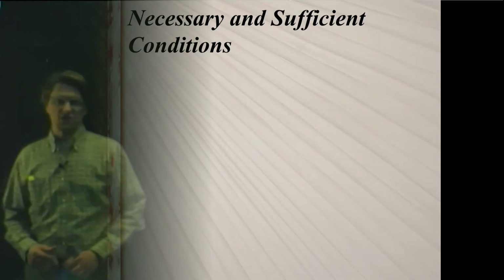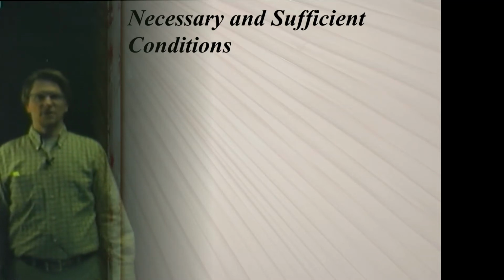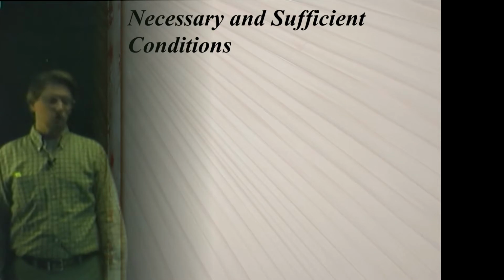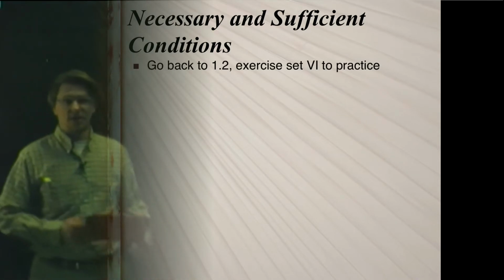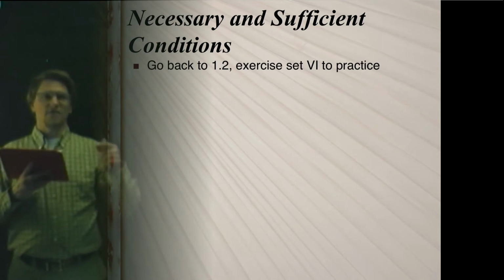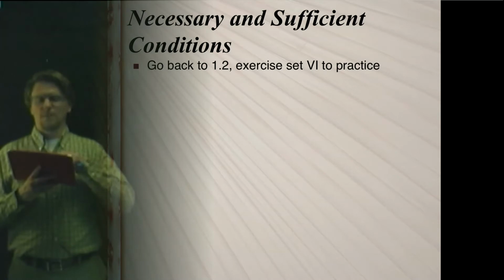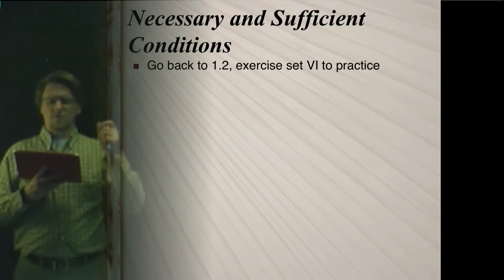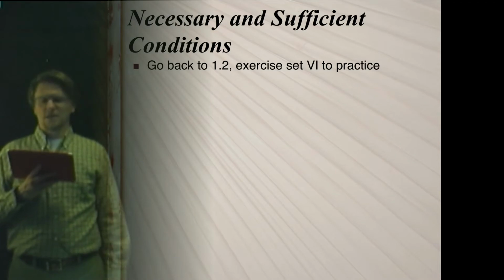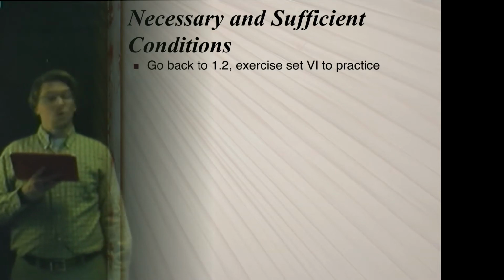Necessary and sufficient conditions are the last items on the list of what the horseshoe is used to translate. So if we look at, as I recommend, exercise set 6 back in section 1.2, there are a couple of examples there. Problem number 2 says to fill in the blank so that we get a true statement.